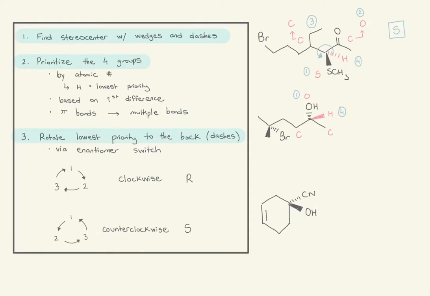And this carbon is attached to 3 hydrogens because it is CH3. And this carbon is attached to 2 H's, but it is also attached to a carbon. And what I said earlier about first difference is you can see that this carbon is attached to a hydrogen while this carbon is attached to a carbon. So this will have priority.